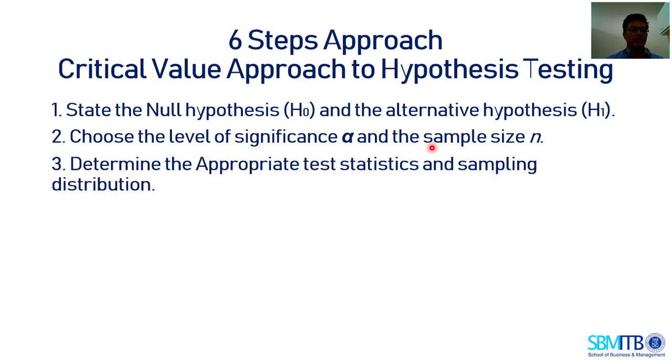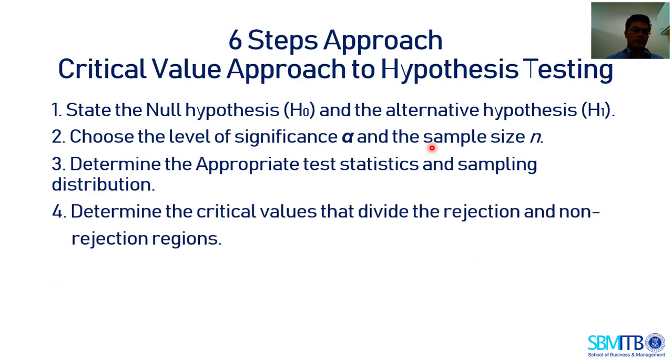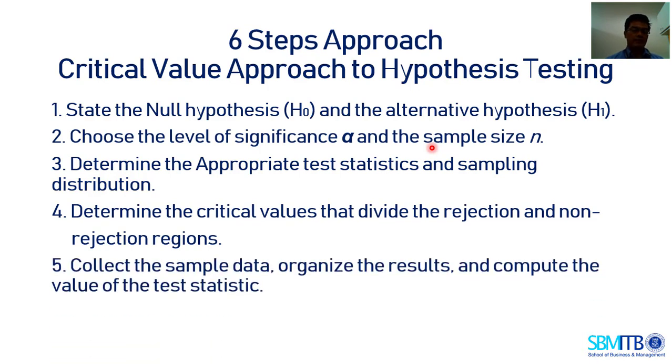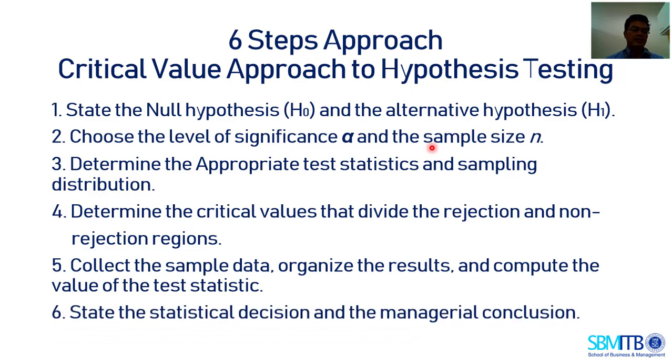The third step is determining the appropriate test statistic and the sampling distribution. The fourth step is determining the critical values that divide the rejection and the non-rejection regions. The fifth step is collecting the sample data, organizing the results, and computing the value of the test statistic. And the last step is to state the statistical decision and the managerial conclusion. Let's apply the 6 steps approach to a problem set.